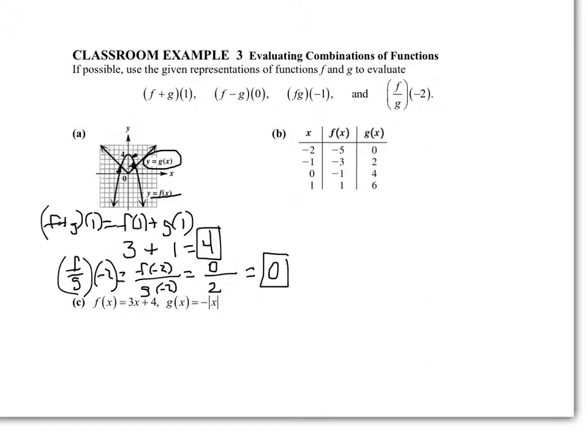Move over to example B with our table, and let's try a different function. Let's see what happens if we do f times g of negative 1.